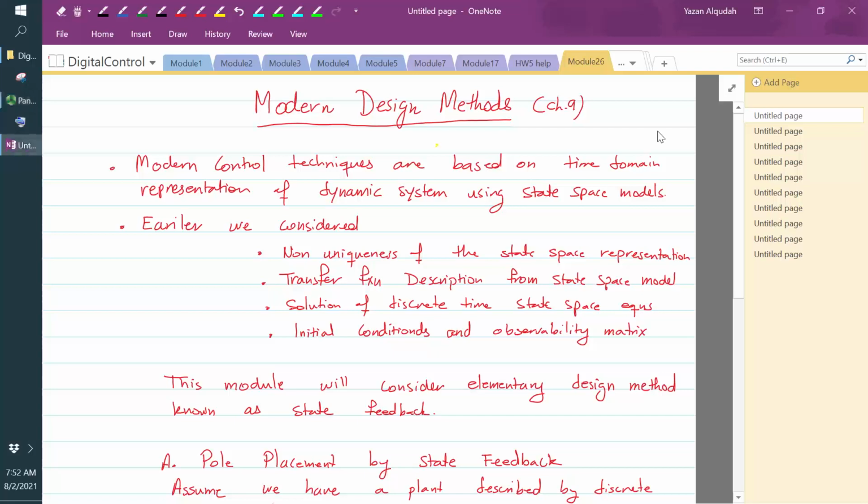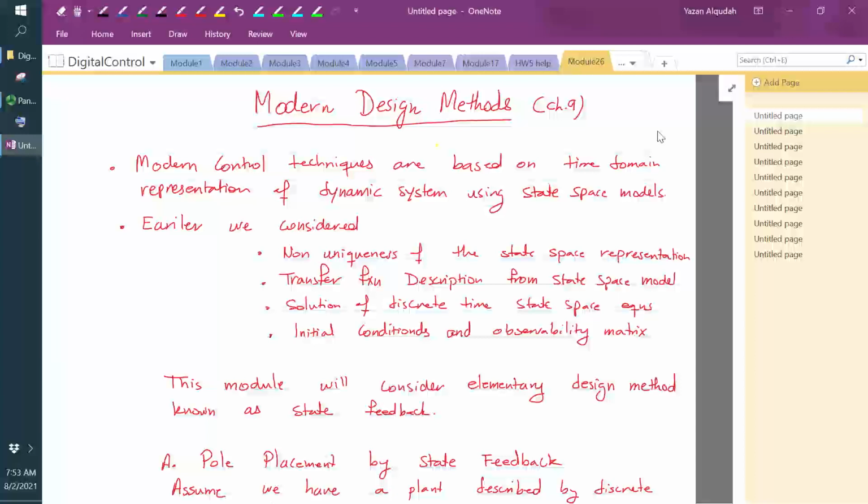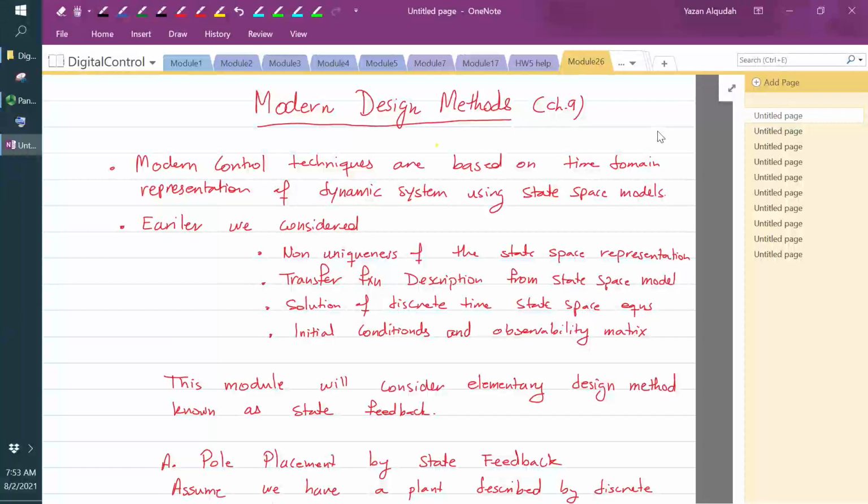Okay, hello everybody. In this module, we're going to be talking about modern design methods. In particular, we're going to be looking at how we can use state space models to design a controller when we have access to the states of the system. And then we're going to look at what we can do if we do not have access to the states, and therefore we're going to have to estimate them.